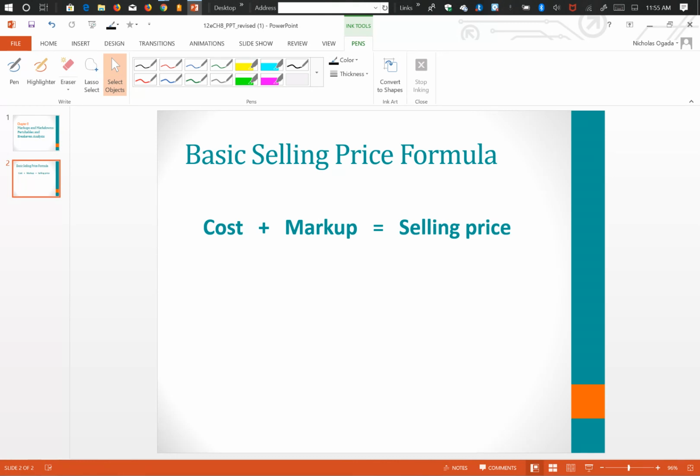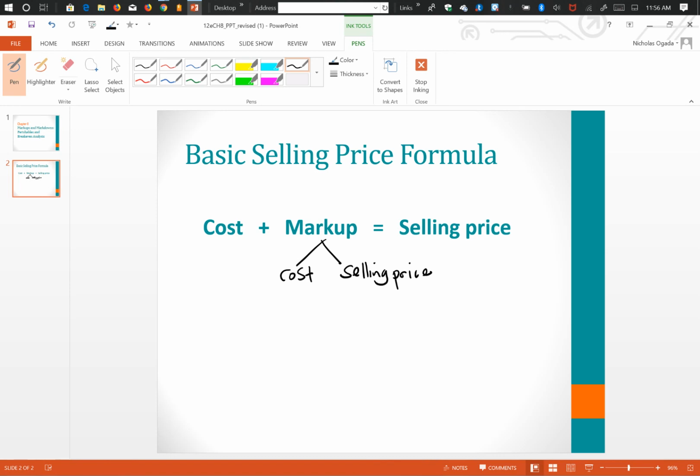Remember, the markup here depends. It could either be based on cost, or it could be based on selling price. So keep in mind what the question is asking and what that markup is based on. Please make a note of that. Most of the problems in the chapter, markup, markdown, and perishables problems, can be solved by beginning with the basic selling formula.